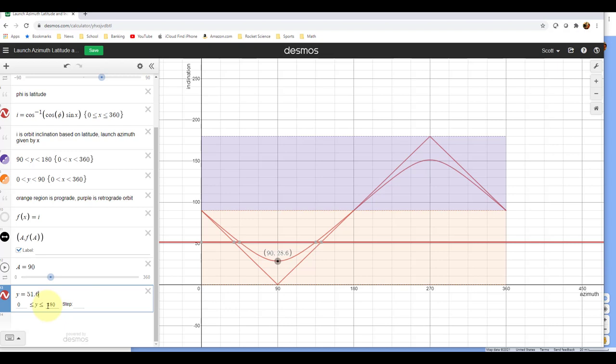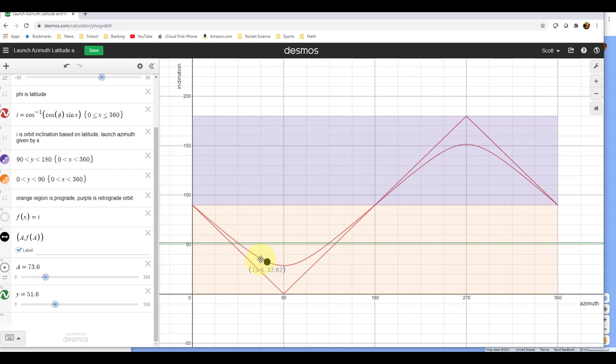So if my goal is an inclination of 51.6, I can see that an azimuth angle of about 45 degrees will hit 51.6, but there's another possible launch azimuth at around 135. That's going to give me that same orbit inclination. And as you recall, the only one that was actually feasible at Kennedy Space Center was the 45 degrees because of safety considerations.